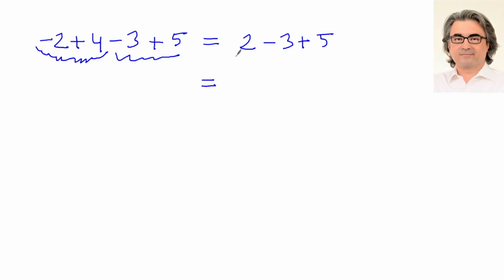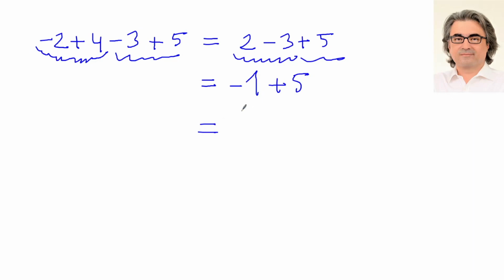Let's continue with this step. The next operation: I am going from left to right. Plus 2 minus 3. They have opposite signs. So write the difference between 2 and 3. 1. What is the sign of 1? The sign of 1 is the sign of the greater one. The greater one here is 3. And the sign of 3 is minus. So write here minus. After that, write again plus 5 here.